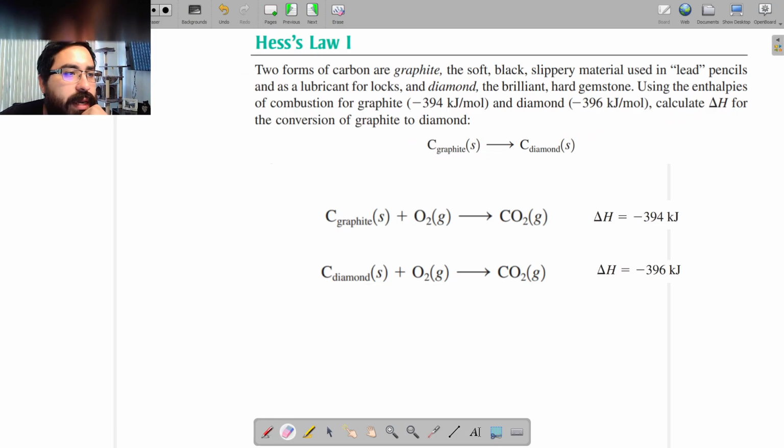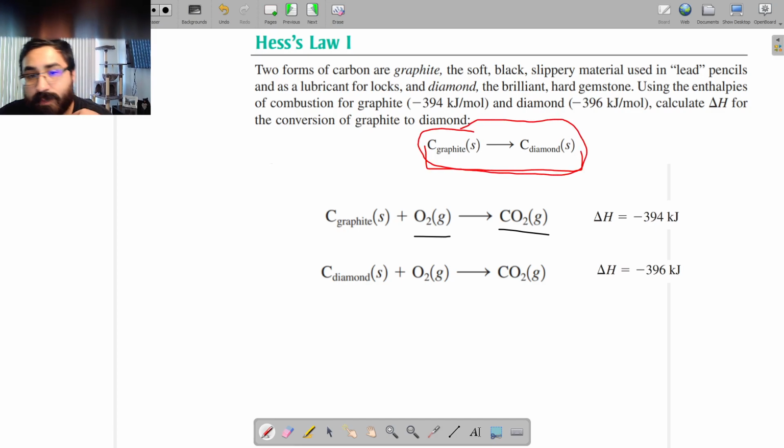Well, we have to write out the equations, and I already have them written out. The combustion of graphite, so graphite reacting with oxygen makes CO2, and diamond reacting with oxygen makes CO2 as well. But what they want to figure out is how much energy is required, how much energy is released in this whole process. Now, this process of going from graphite to diamond is a very difficult thing to study because this reaction can take thousands of years. It happens in the earth.